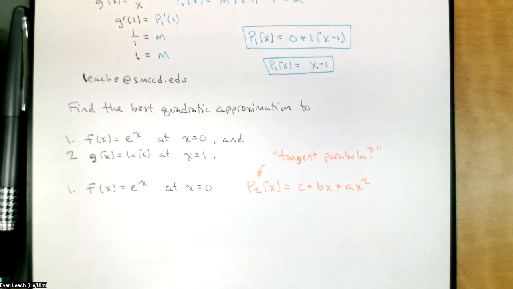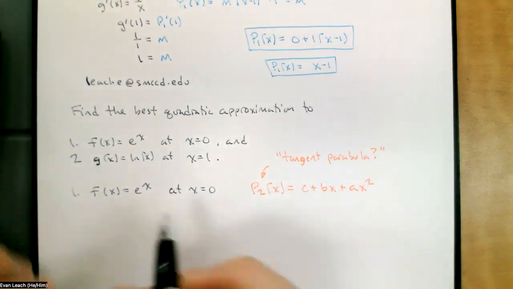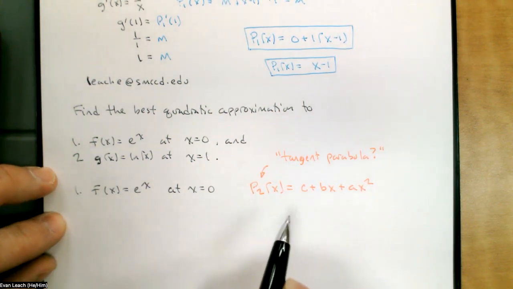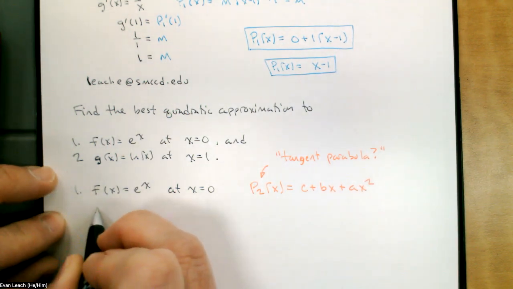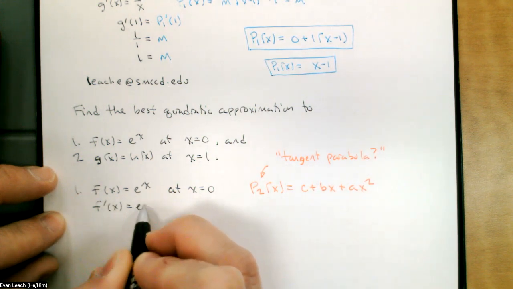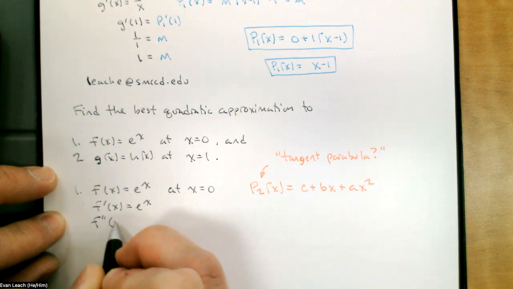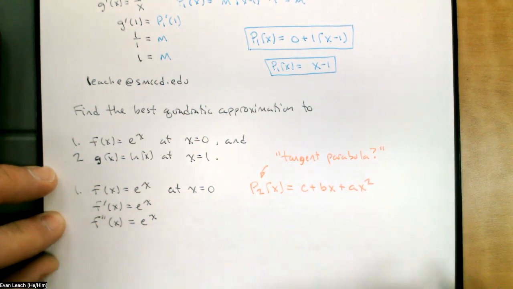We're doing the same thing as we did before. It would be inappropriate to call it tangent parabola. That's just not a thing. But that's the idea. We're taking tangent line and just bumping it up by 1 degree into a tangent parabola. All right, so I want f of 0 to equal P2 of 0. I want f prime of 0 to be P2 prime of 0. And I want f double prime of 0 to equal P2 double prime. So I'm going to need some derivatives. f of x is e to the x, f prime of x is e to the x, f double prime of x is e to the x. And I want these all at 0.